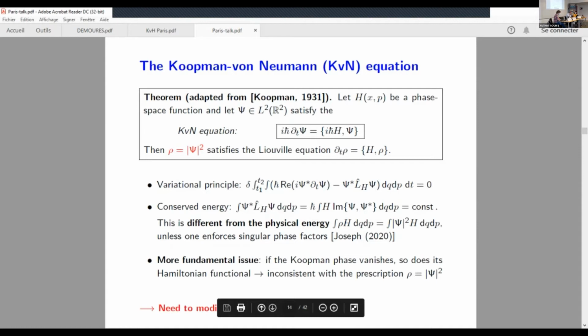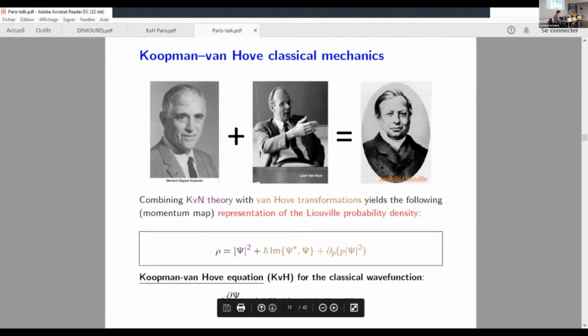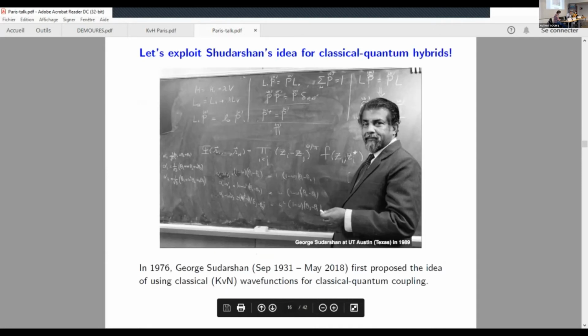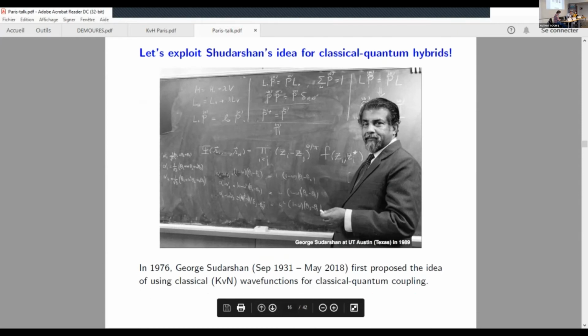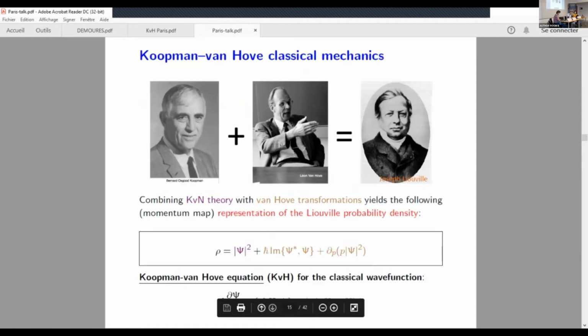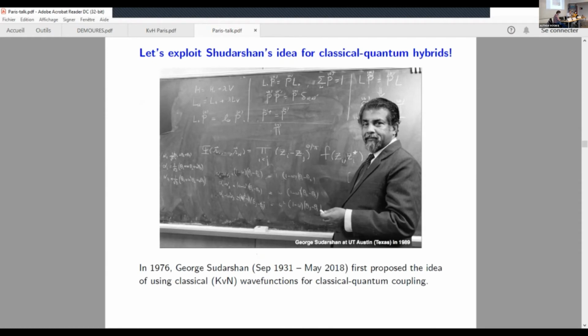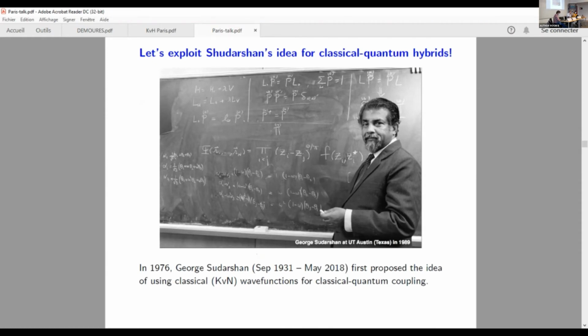So how do we fix this? Well, the fixing that we propose was explained by François, and it's the Koopman-van Hove fixing, right? Let's see if it works. Right, so this is what François showed. So let's now try to use it and exploit Sudarshan's idea for quantum classical hybrids.